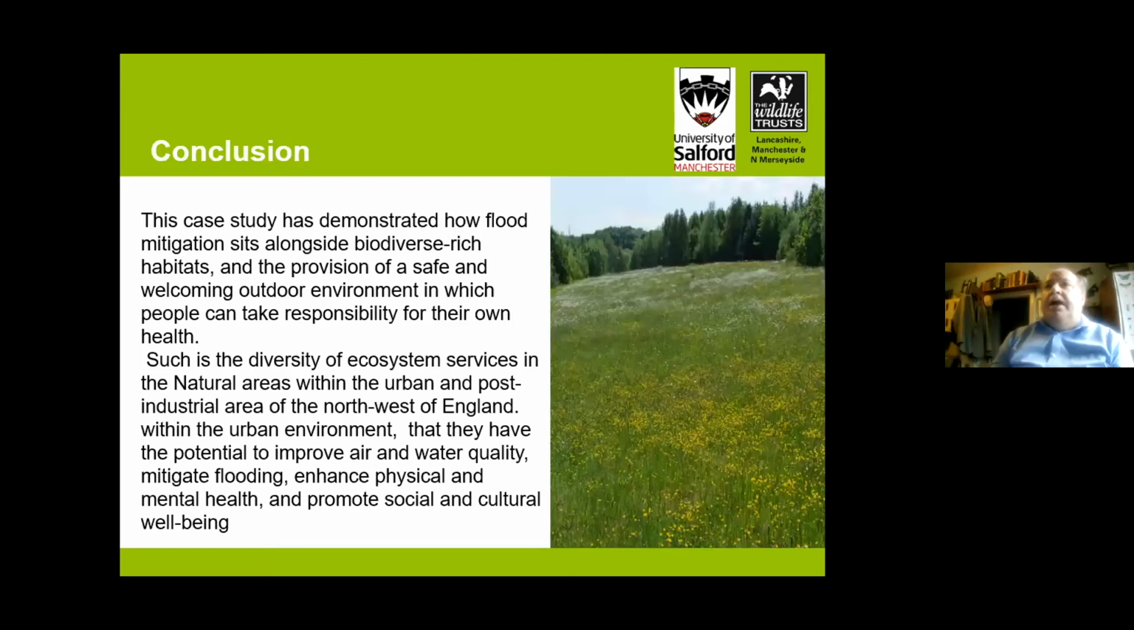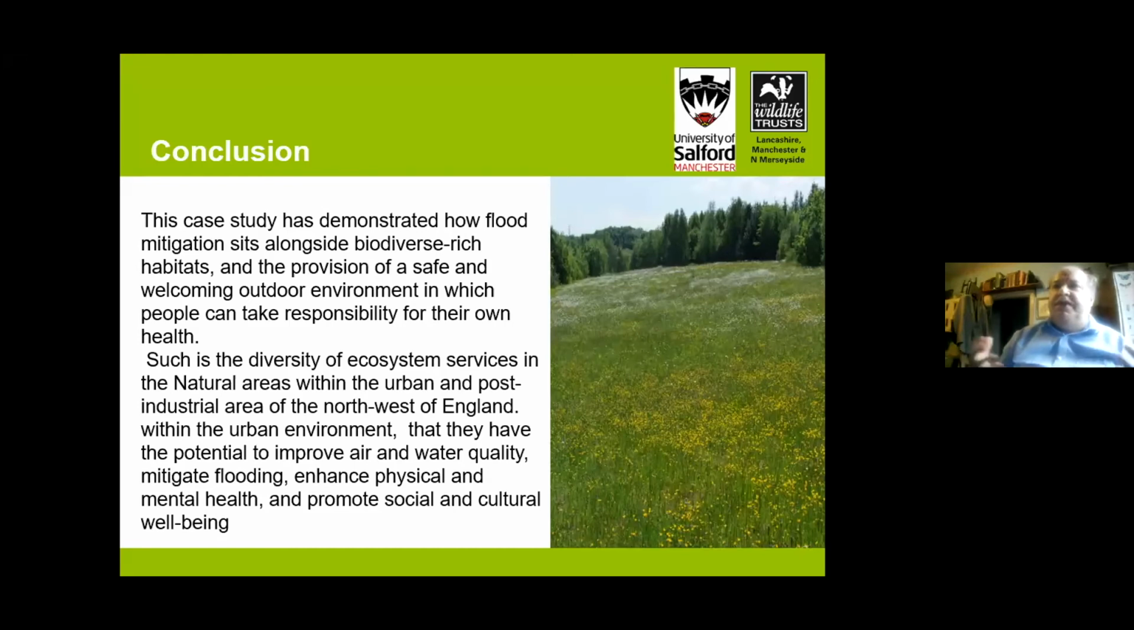So in conclusion, we've done this case study, and it's shown and demonstrated how the flood mitigation sits alongside delivering biodiverse rich habitats and the provision of a safe and welcoming outdoor environment, places where people actually want to come and enjoy the wildlife and the countryside, and they can take responsibility for their own health. They can come and they go, we want to come out and walk, it makes us feel good. They can paddle and take up dragon boating.